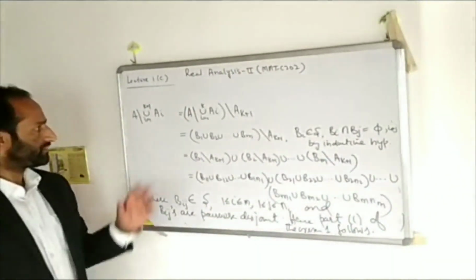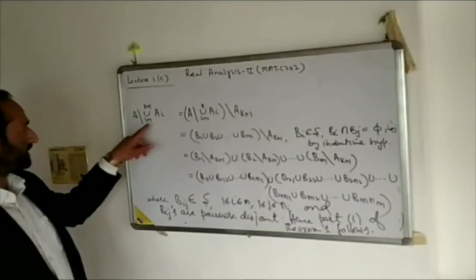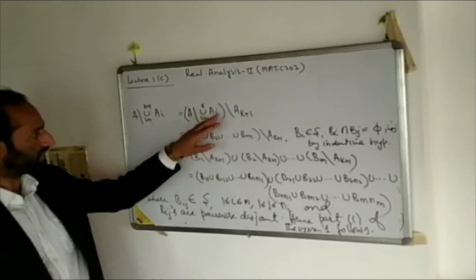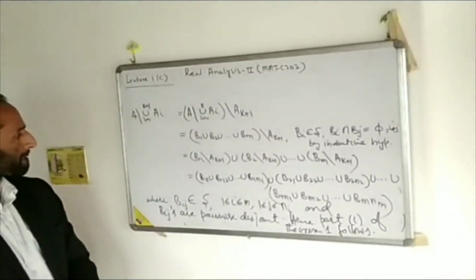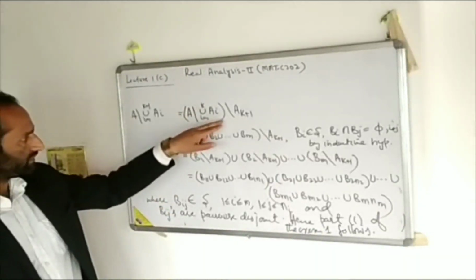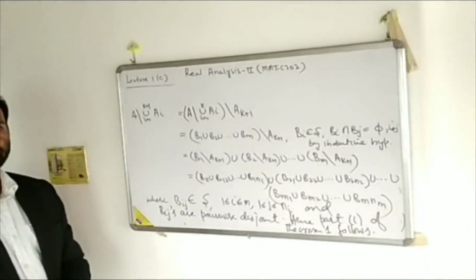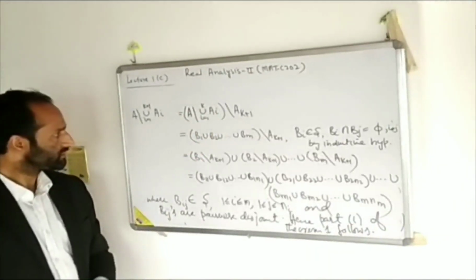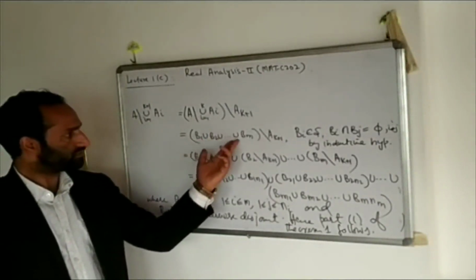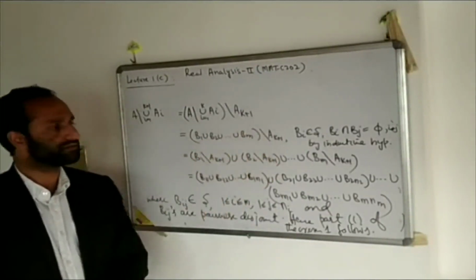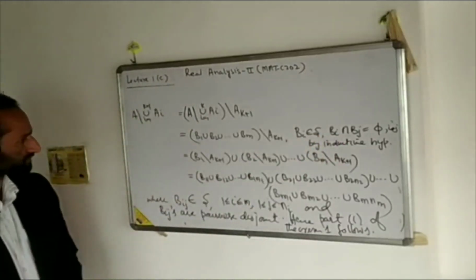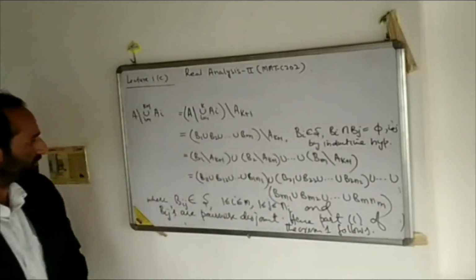As we have already seen, A minus union i runs from 1 to k plus 1 of A_i is equal to A minus union i runs from 1 to k of A_i, minus A_{k+1}. Now, since the result is true for n equal to k, this difference can be written as a finite disjoint union of members of S. So we can write it as B1 union B2 union and so on up to union Bm, then minus A_{k+1}. These Bi's are members of S and they are pairwise disjoint, and this follows by the inductive hypothesis.